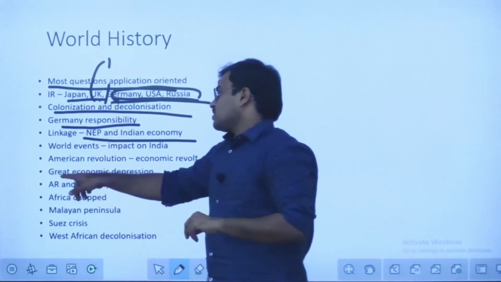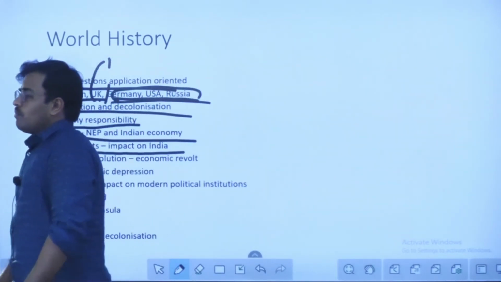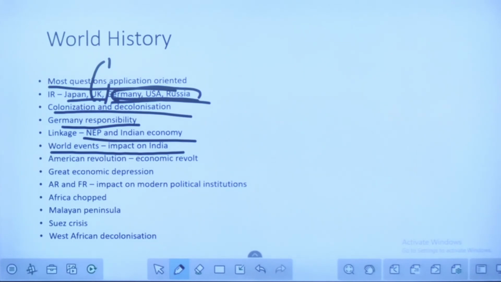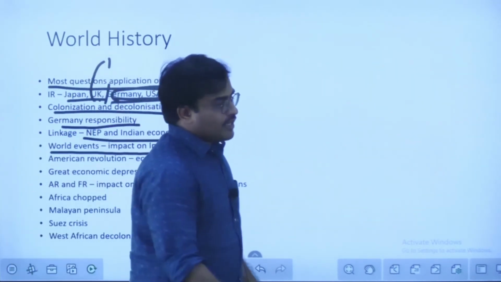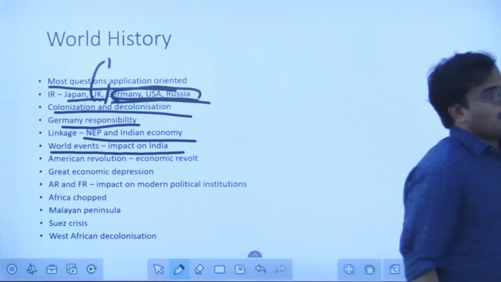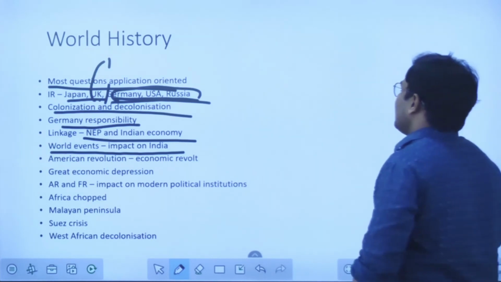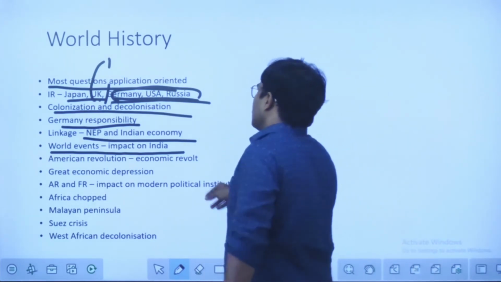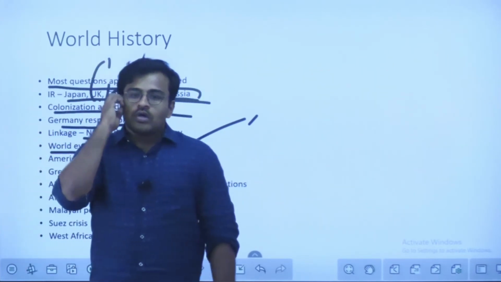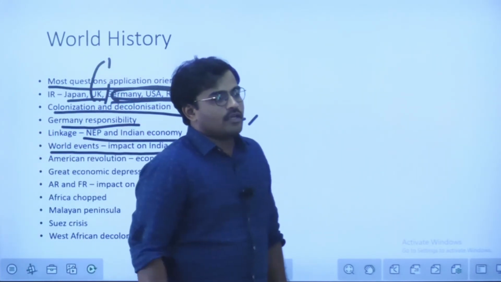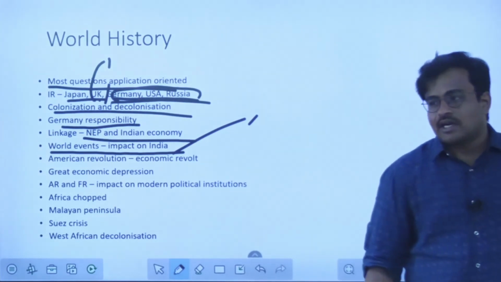Then they asked a question on major world events' impact on Indian history. Major world events' impact on, not post-independent, India's struggle for independence. During the British rule, many major world events had their impact on India. You have to write about the Russian Revolution, World War I, World War II, the Great Economic Depression. Then the Japanese victory over Russia in 1905, which directly led to the Swadeshi movement.